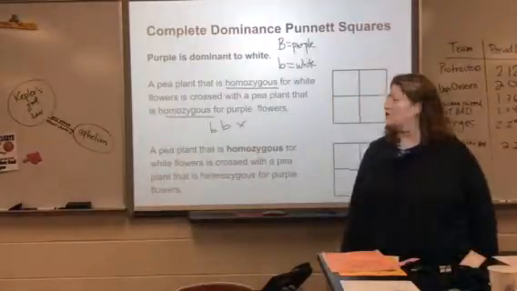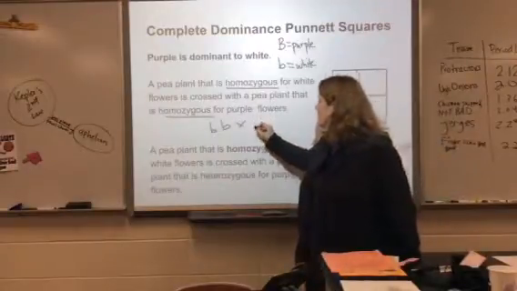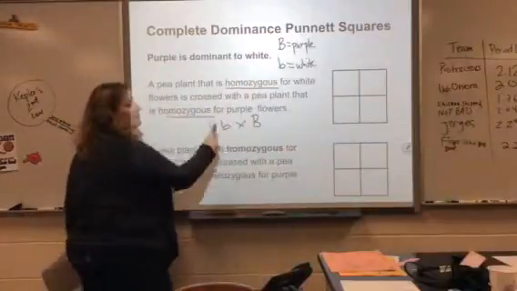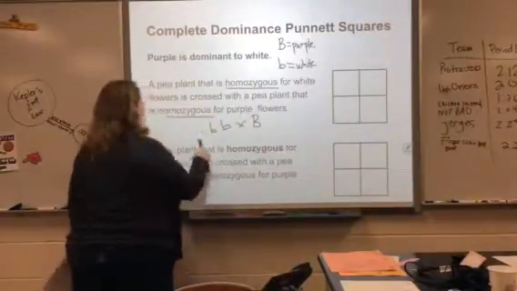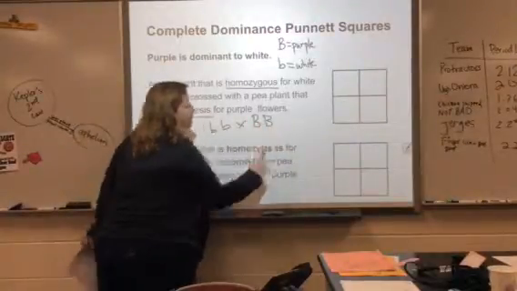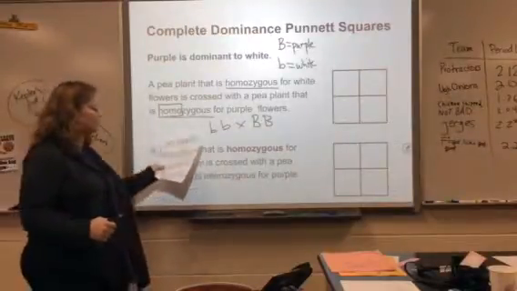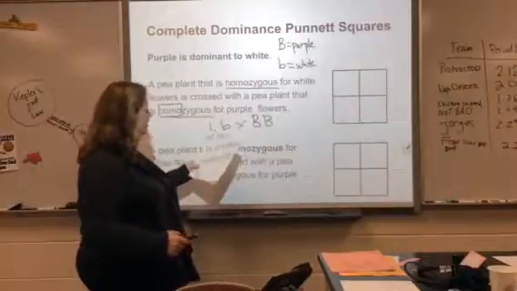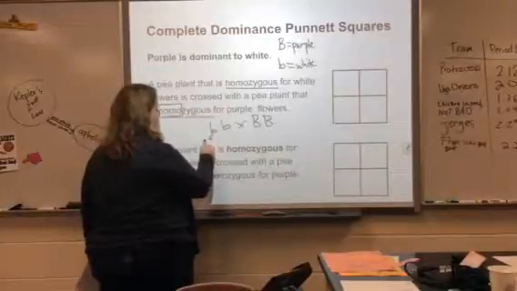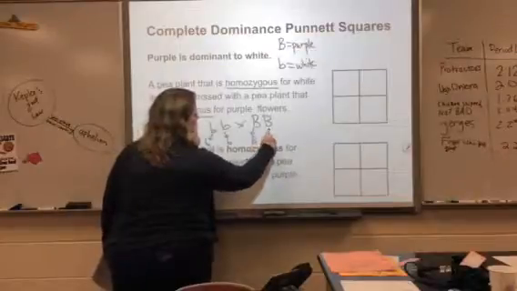I put an X to show a cross. And the second parent is homozygous for purple. I hear the word purple, and I put a big B down. Now I have to use my clues, because if you're purple, you could be big B, big B, or big B, little b. If they're homozygous, prefix homo means same, then the other allele that that flower has is also a big B. So I just did step 2, write the genotypes of the parents. Step 3, determine the possible gametes that the parents can produce. This flower can pass on little b's to its offspring, and this one can pass on big B's.